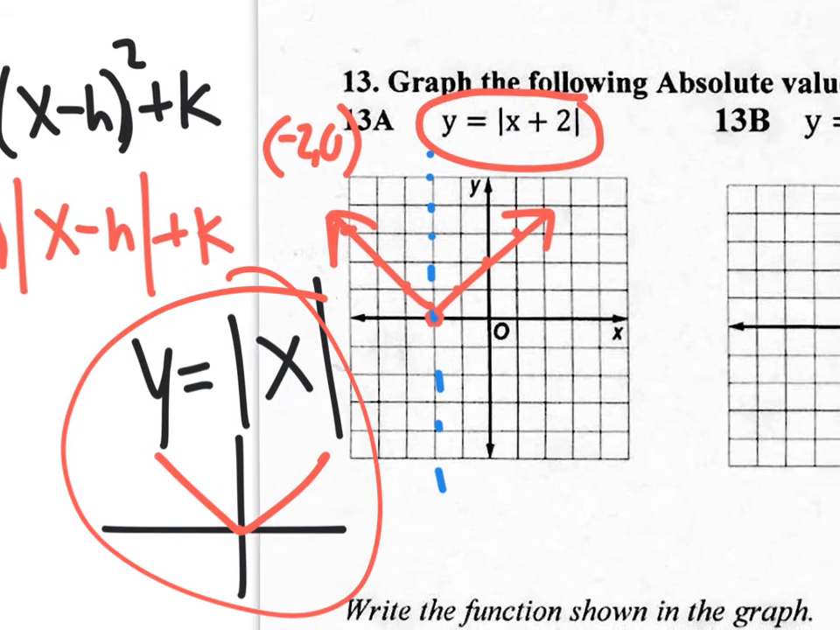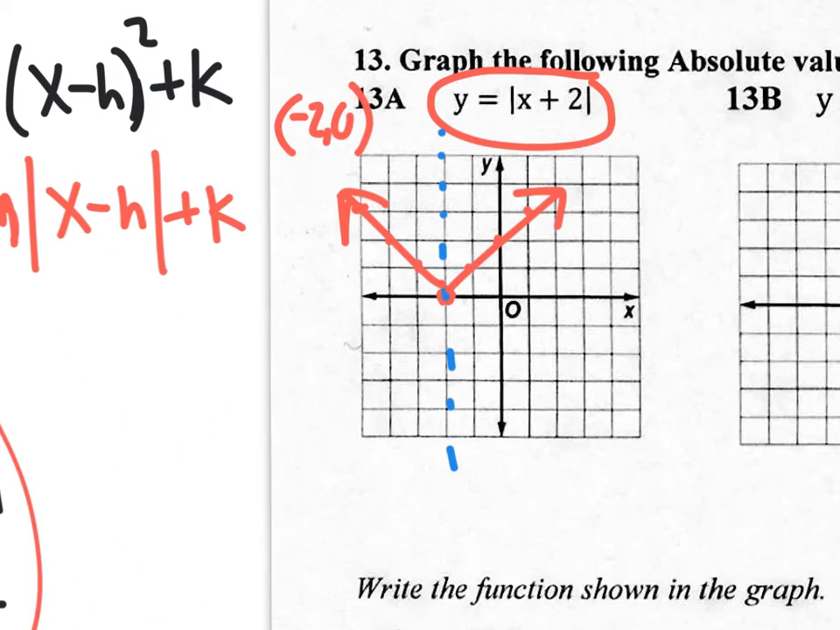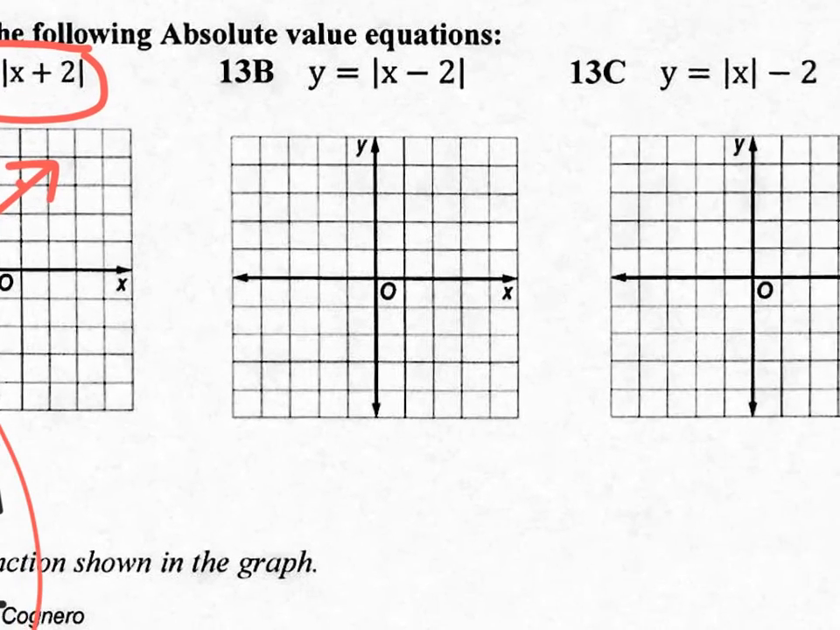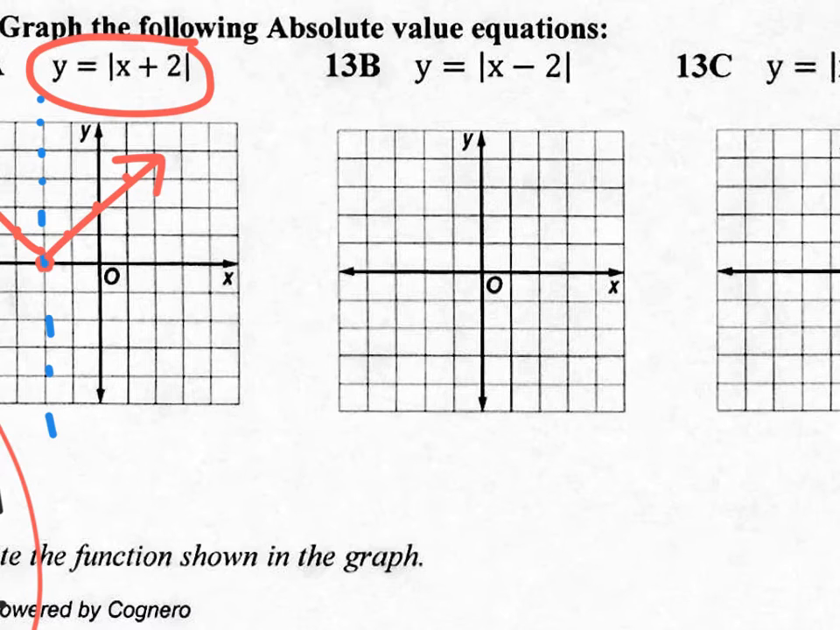Let's take a look at this next one over here, 13B. Let me move this out of the way. This is still an H shift. So where's my V going to be at? What's the vertex going to be at? Positive 2 and 0. Okay, so if you go to positive 2 and 0, and again you have the slope 1 over 1, so it's going to be up 1 over 1, up 1 over 1, and also in the other direction, up 1 over 1 in the other direction. So what do we have? We have a V with that vertex.